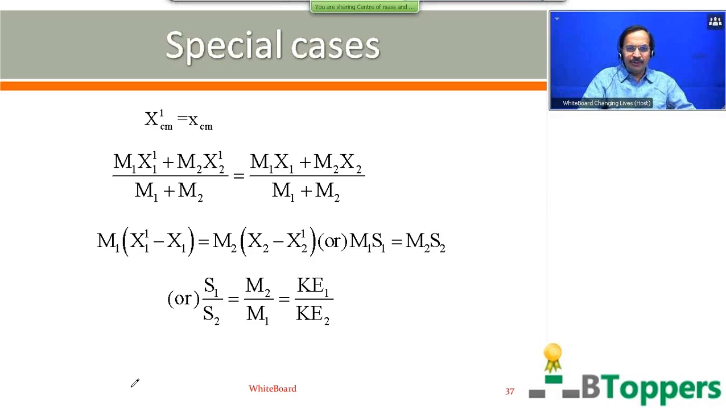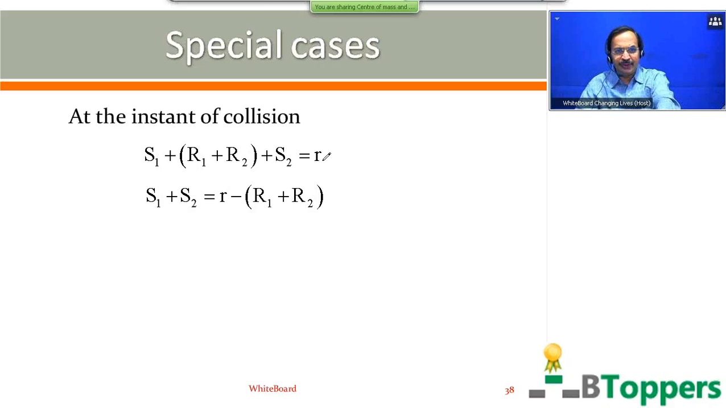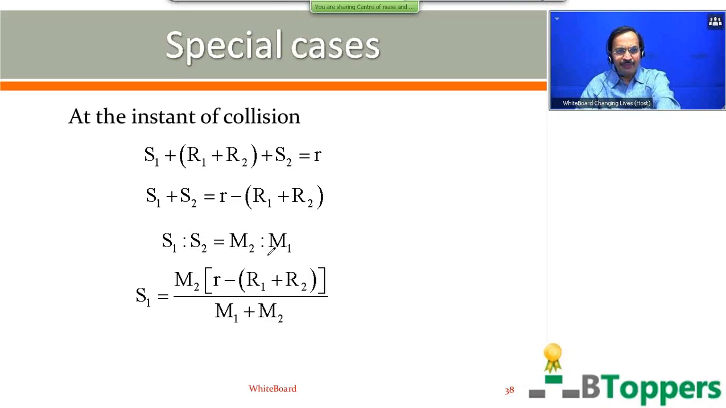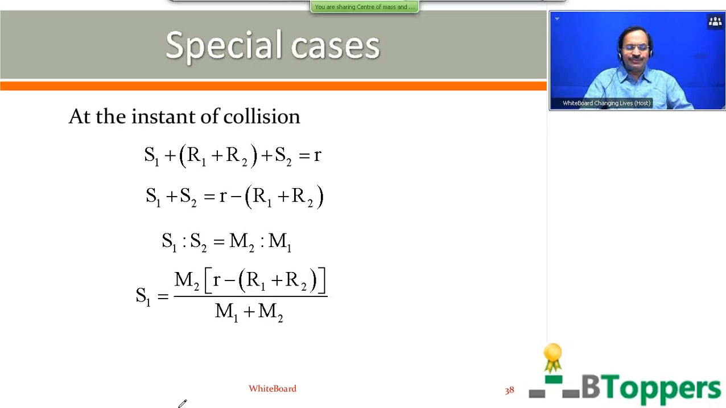In case you need more time to copy this, you can take a pause and take your time. At the instant of collision, S1 plus S2 is equal to small r minus R1 plus R2. Small r is the initial distance between the centers of the two spheres. S1 by S2 is M2 is to M1. You can solve the last two equations. You get S1 equal to M2 into whole multiplied by small r minus R1 plus R2 by M1 plus M2. Come on, finish copying up to here.